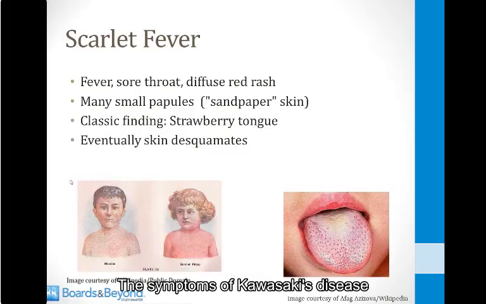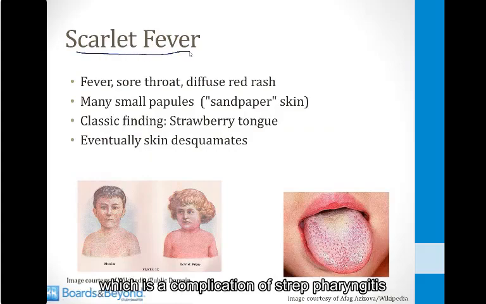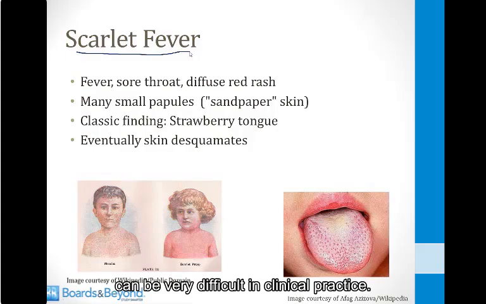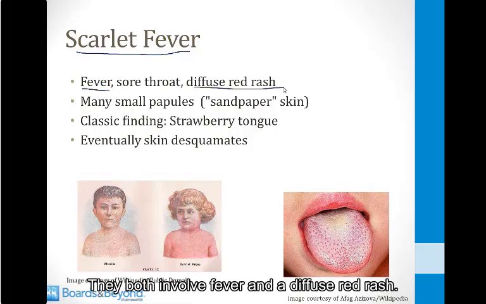The symptoms of Kawasaki's disease are very similar to the symptoms of scarlet fever, which is a complication of Streptococcus pyogenes throat infection. And in fact, telling scarlet fever from Kawasaki's can be very difficult in clinical practice. Both Kawasaki's and scarlet fever can occur in children. They both involve fever and a diffuse red rash.